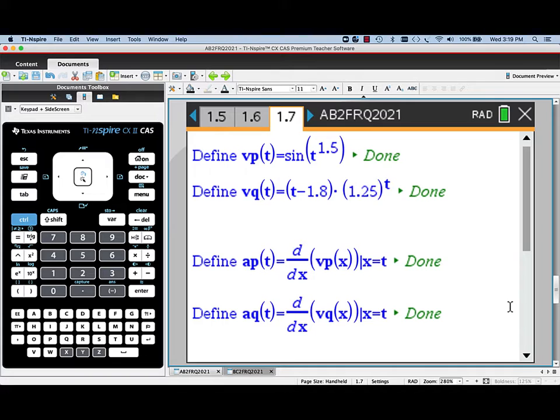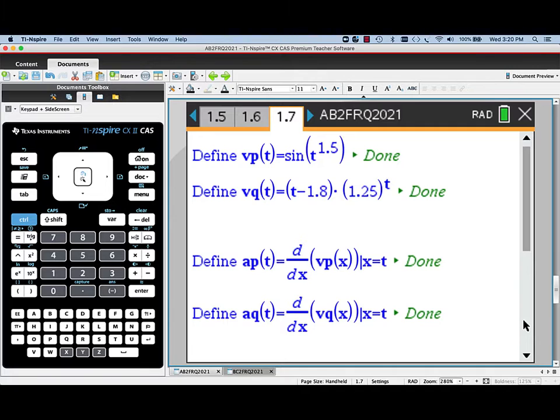Okay, so here are our definitions. So you can see at the top, these were just simply the two velocity functions for the particles P and Q respectively that were given to us in the problem. So we've defined those. Now to get the acceleration functions for the two particles, which we've labeled AP and AQ of t, we simply differentiate the corresponding velocity functions Vp and Vq.